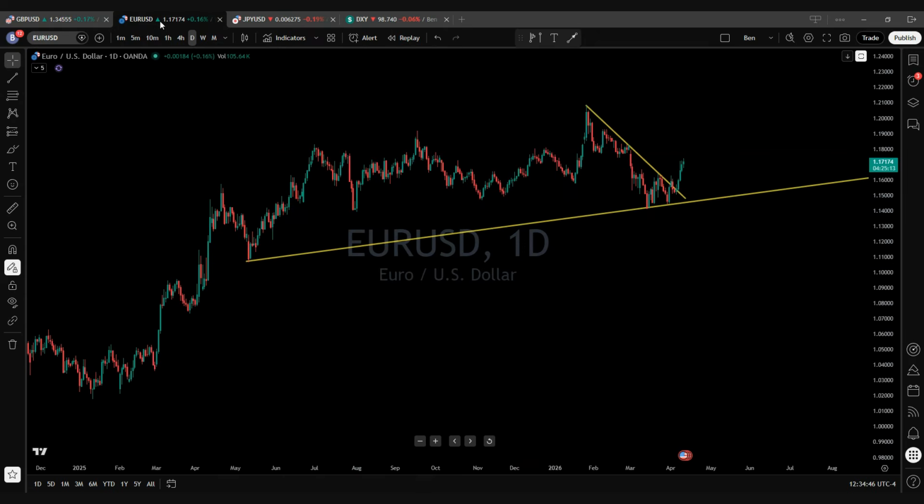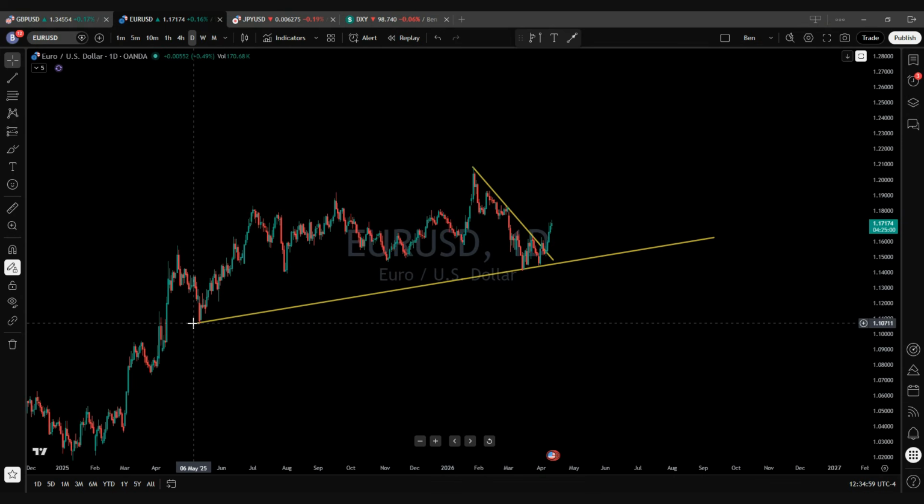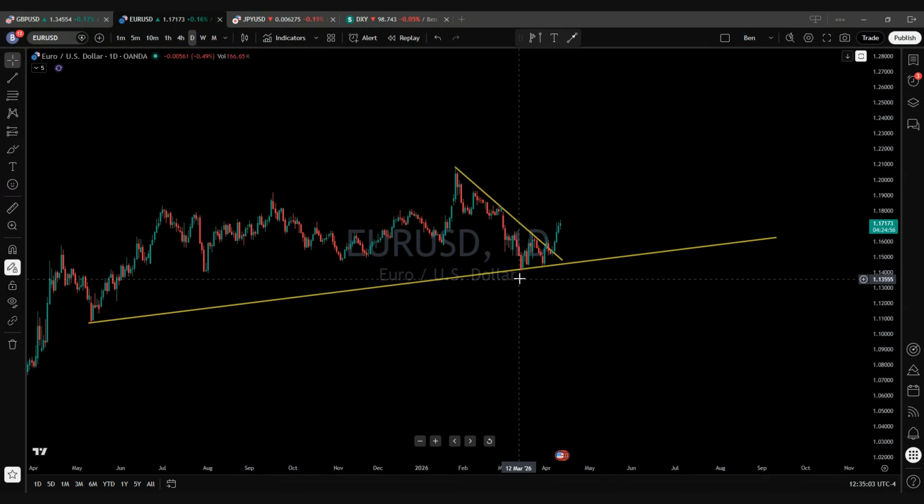Now, let's jump into the euro. Similar price action to what's going on with the British pound. Pivot low here, secondary pivot, third pivot. The more often a price action hits a trend line, the weaker it gets on support.